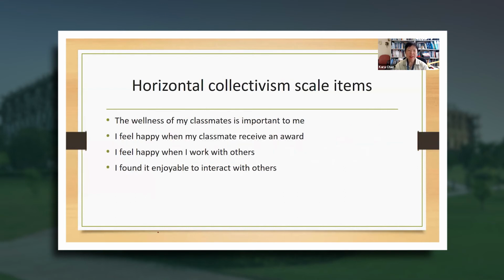So these are the four scale items. Number one, the wellness of my classmates is important to me. They consider the wellness of their in-group members. The second one is, when my classmate does something good or something good happens to them, I feel happy for them as well. And then, I feel happy when I work with others, and I find it enjoyable to interact with others. So when you look at the scale, you may think, that sounds like this person is empathetic and also cares about the in-group.